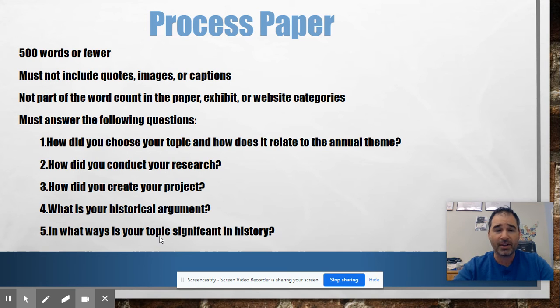How did they choose the topic? How does it relate to the annual theme? How did they conduct the research? How did they create the project? What's the historical argument? And in what ways is it significant to history? You're going to notice a lot of overlap with what they're supposed to tell you in the project, and that's okay. If you have any questions, look at the process paper, and that should help you out. The other thing that often comes up here is whether it should be one essay or if they can write the questions and then answer the questions below. It doesn't really matter either way.